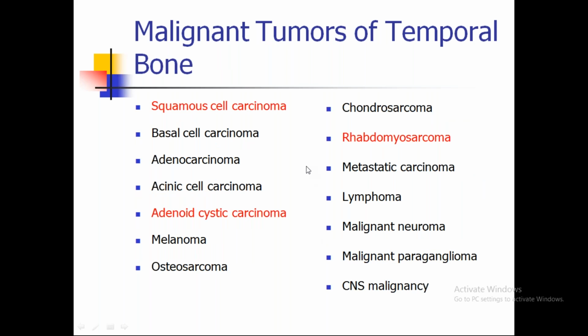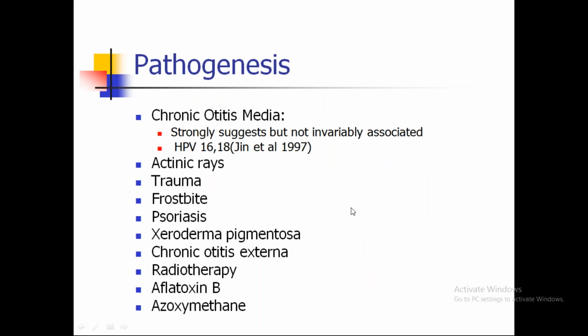So what are the malignant tumors of the temporal bone? Squamous cell carcinoma, adenoid cystic carcinoma, rhabdomyosarcoma. These are actually the most common. Others are not that commonly seen, but these are all the types of malignant tumors that can be seen. In the literature we have all these conditions. Melanoma can occur, osteosarcoma, CNS malignancy, lymphoma. All these can occur.